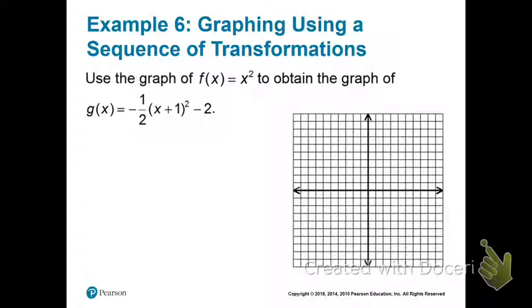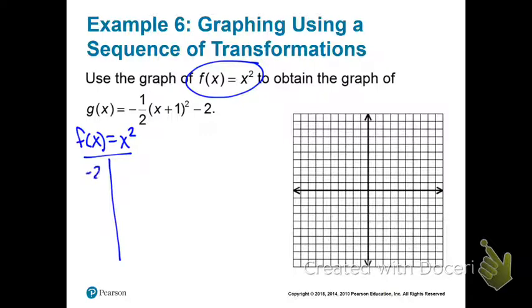All right, and then example 6 here. So it kind of puts them all together. So it says use the graph of f of x equals x squared to obtain the graph of g of x equals -1/2 times x plus 1 squared minus 2. Well, again, the first thing is my parent function is f of x equals x squared. And so we have our parent table, and it's just the one we just used in the previous example. All right. Now, and so we're still using that y equals a times b x minus h squared plus k.